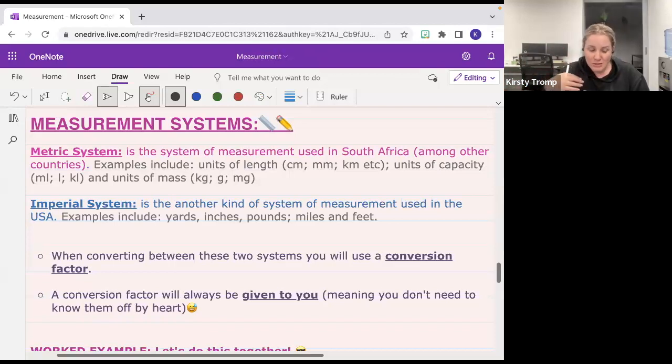And what we use is a conversion factor. The conversion factor is going to be given to you in the exam. You do not need to learn the conversion factors off by heart, guys. The only thing you need to know off by heart is that little table that we learned in the beginning, how to get from millimeters to centimeters, centimeters to meters, meters to kilometers. But converting from imperial to metric and metric to imperial, you don't need to know this off by heart. They will always give this to you in a test or exam.